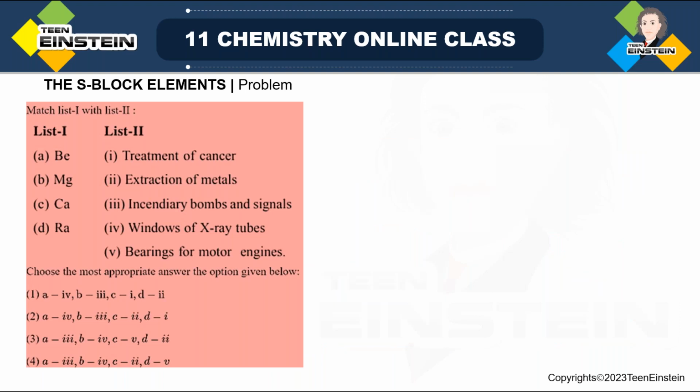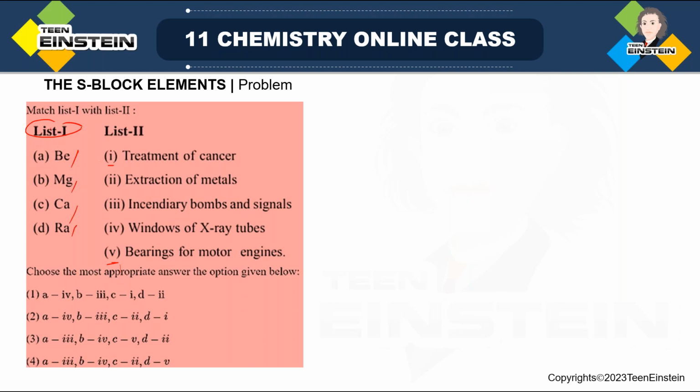Based on this, we have this problem here. In list 1, we have 4 elements. See, all are from group 2. And in list 2, we have starting from 1 up to 5, total 5 applications. We have to choose the appropriate answer from the options given below.